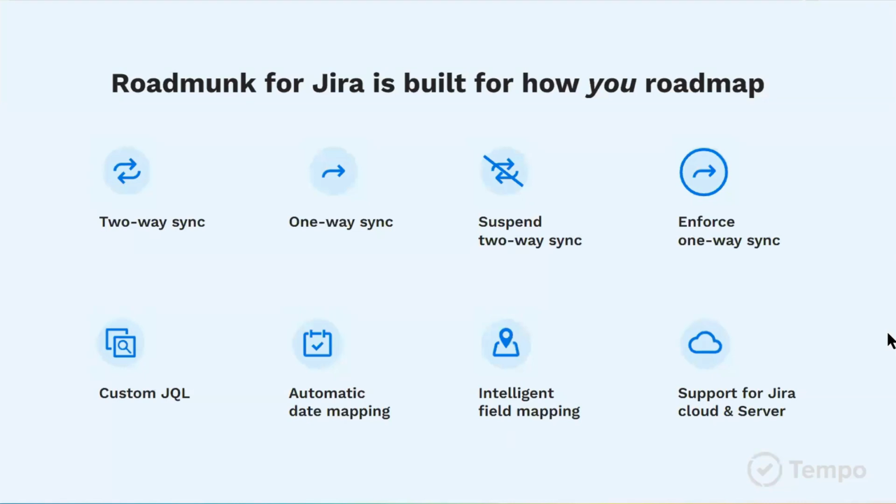Okay, so Roadmunk for Jira is built for the way you roadmap. We do have two-way and one-way synchronization depending on what type of package you have. You begin with one-way, and then if you have a Professional or Enterprise package with Roadmunk, two-way sync is available for you as well. If you do have a two-way synchronization package, and for some reason you need to suspend that two-way sync temporarily, we do have that option available to an account administrator.